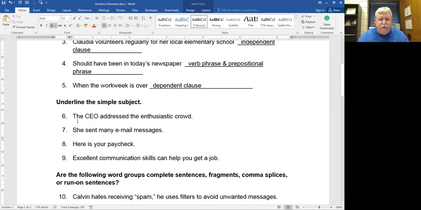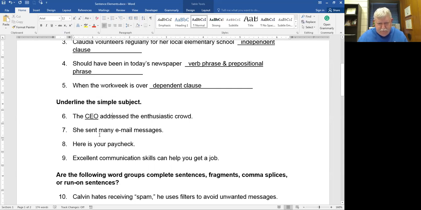Underline the simple subject. "The CEO addressed the enthusiastic crowd." Remember, ask your three questions. Who's speaking? We don't know. Who's being spoken to? We don't know. Who or what's being spoken about? We're talking about the CEO. So the CEO is the simple subject in the sentence.